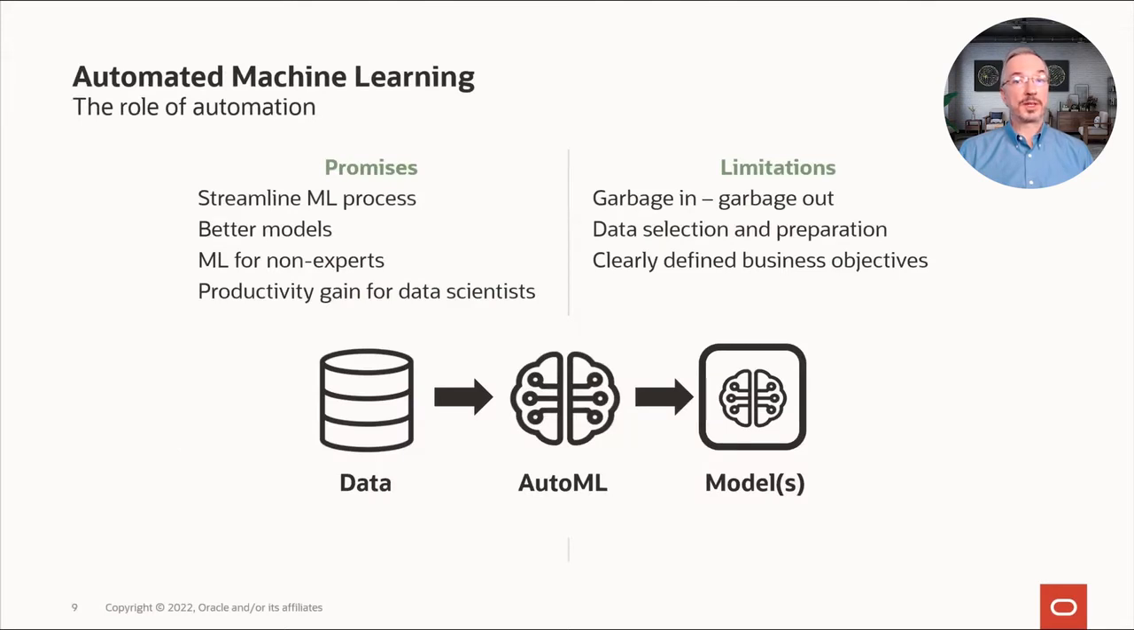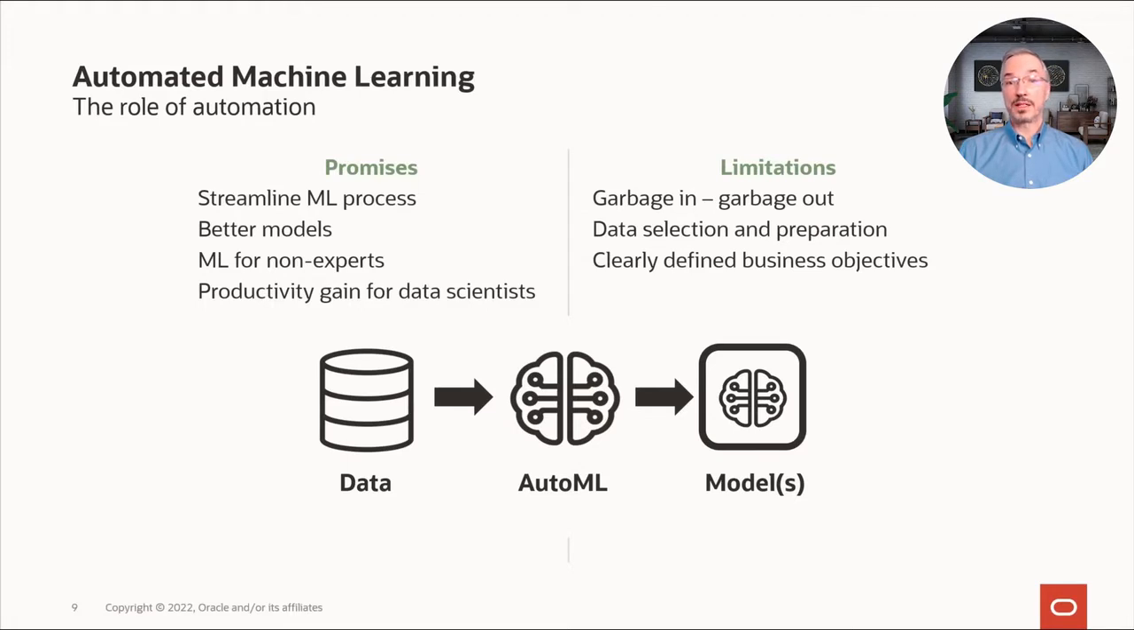Automation can also play a role in helping to produce models. AutoML can streamline aspects of the machine learning process, eliminating the manual tasks of exploring multiple algorithms and their settings to produce better models. As such, AutoML aids data scientists as a productivity tool, but it also enables non-experts who might not be familiar with each algorithm's data preparation requirements or settings.